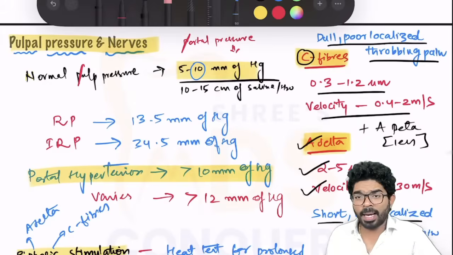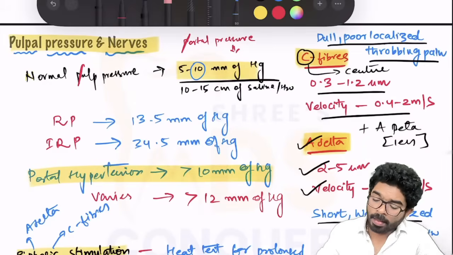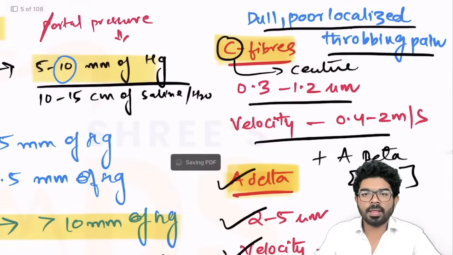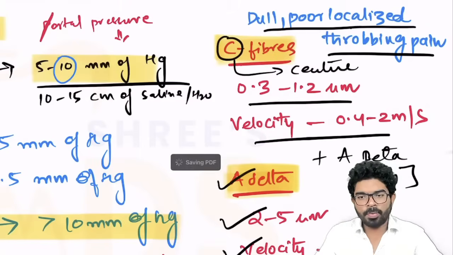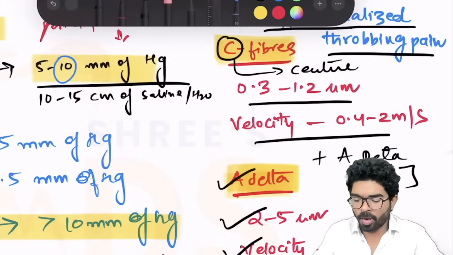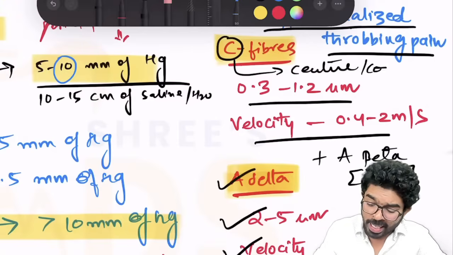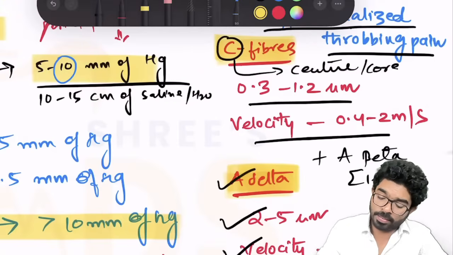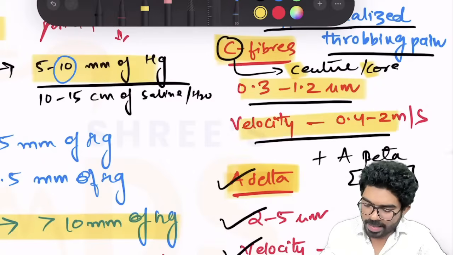Now, C fibers are present in the center. You can easily remember C for center or C for core. C fibers are present in the center, and their diameter is 0.3 to 1.2 micrometers, and the velocity with which nerve fiber conduction occurs is 0.4 to 2 meters per second. It's very, very important. Questions were given in INICET on these values. C fiber present in the center. So diameters are important, velocities are important.